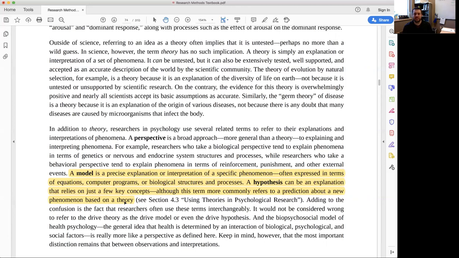And again, you'll see some of those in your text, but most of the time we don't really dive into the model area. We stick more within the theories side or the hypothesis side. But yes, we do have models in psych, but you're going to see them much more in neuropsychology, biopsychology, those realms. Cognitive psych will also use models. And then a hypothesis can be an explanation that relies on just a few key concepts, although this term more commonly refers to a prediction about new phenomena based on theory.